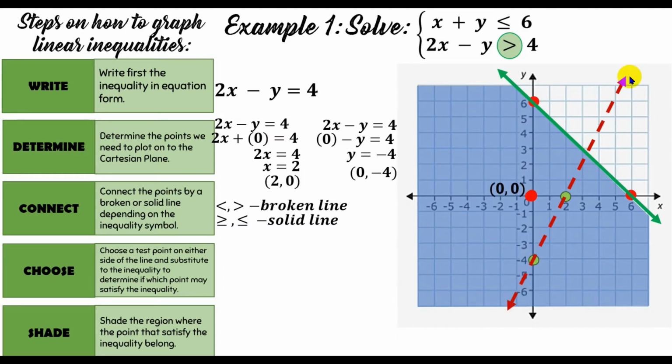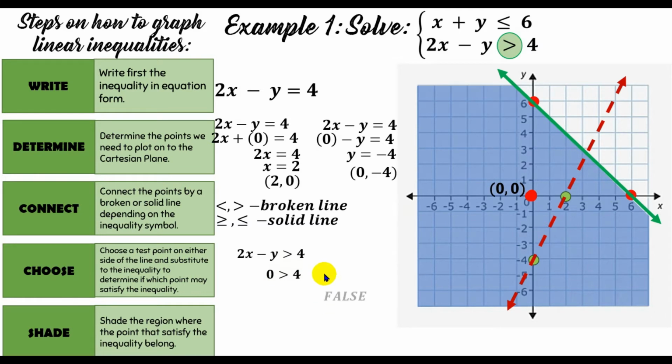Since hindi naman po dumaan yung line natin dun sa (0, 0) or sa origin, substitute natin siya sa ating second linear inequality. 2 times 0 minus 0, syempre 0 na yun, di po ba? Is it greater than 4? Ang tanong, mas malaki ba si 0 kaysa kay 4?